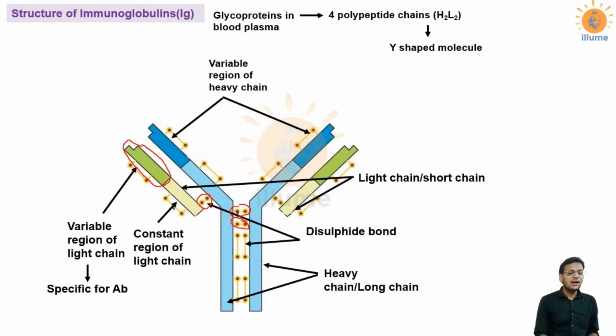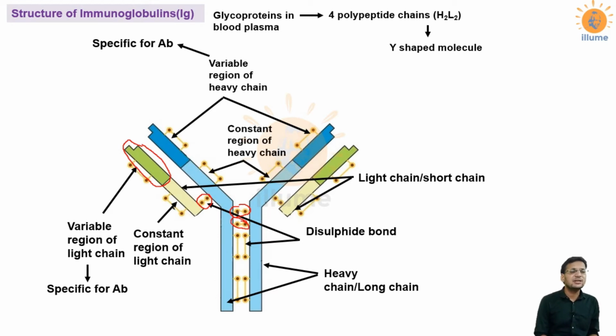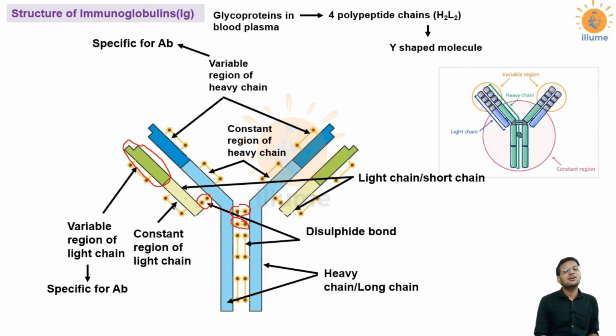Similarly, on the heavy chains also, similar regions are there: variable region of heavy chain and constant region of heavy chain. Variable region is responsible for the specificity of the antibody, as it is different in different antibodies, and the other one is the constant region, which is the same. Now as you can see in this picture, the entire structure present in this bigger circle is the constant region, and the region inside these smaller circles, these two circles, are the variable regions of both light chain and heavy chain.